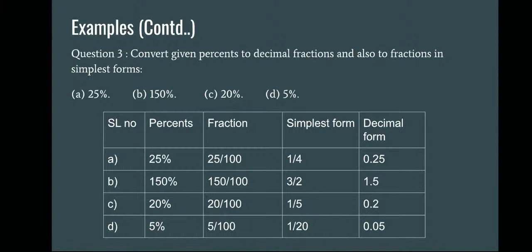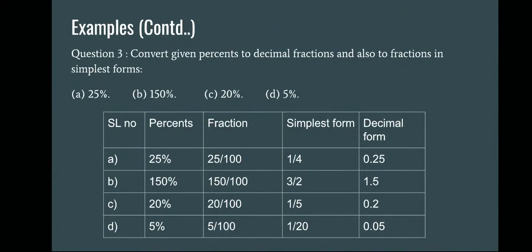You just divide by 25. 25 4s are 100, 25 1s are 25. So it's 1 by 4. And the decimal part is 0.25. You can take the fraction given, so 25 divided by 100 is nothing but 0.25.